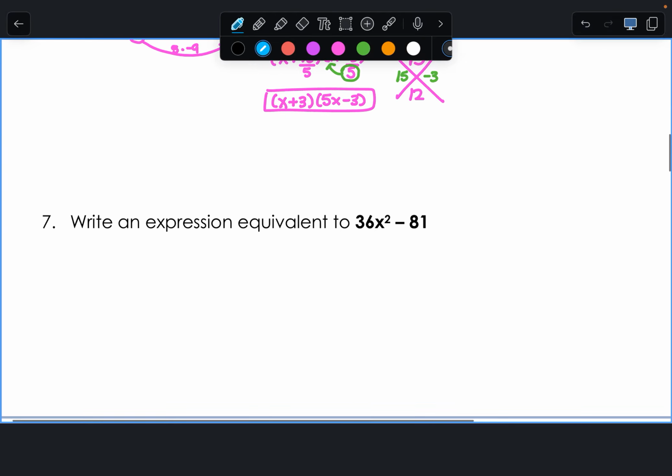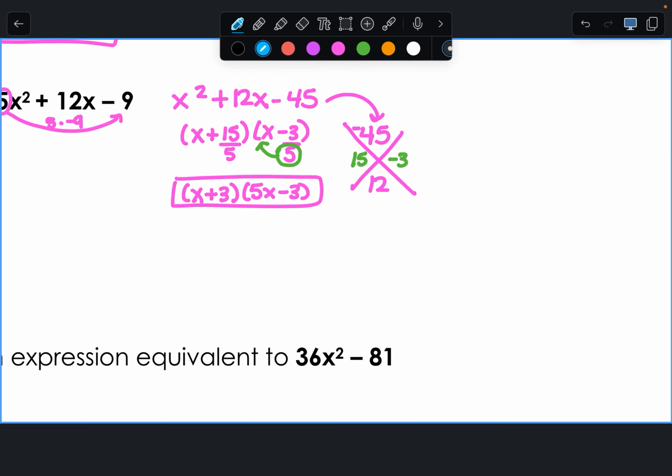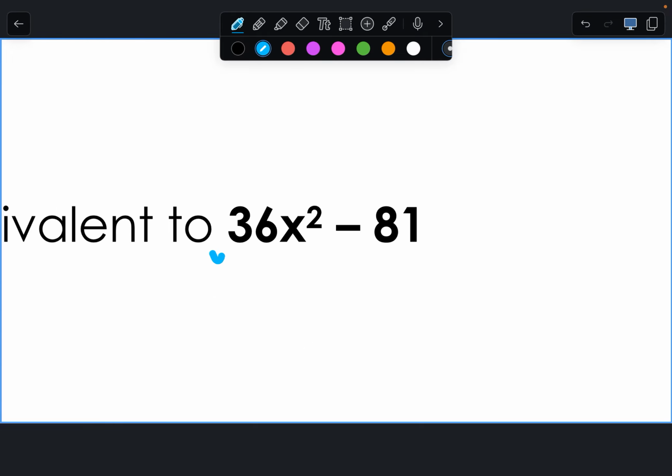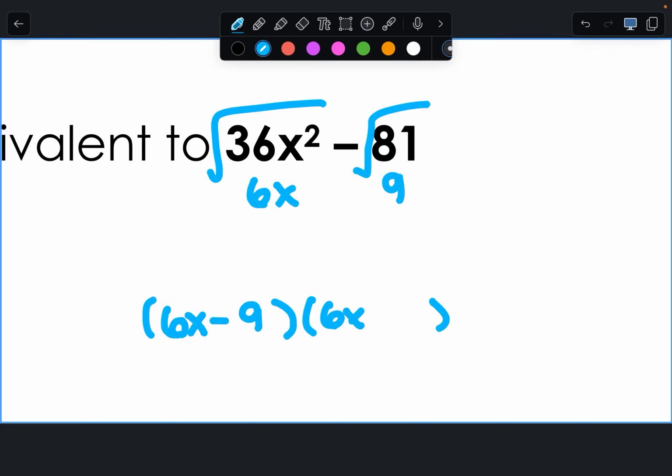Number 7. Square root. How do you know? Because it's a binomial with a minus sign in the middle. So you square root both. What's the square root of 36x squared? 6x. Square root of 81? 9. Okay, so 6x minus 9, 6x plus 9. Done. Flip it over when you're ready.